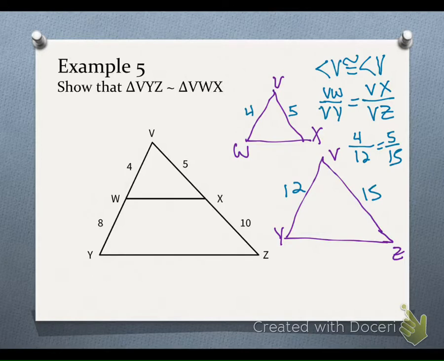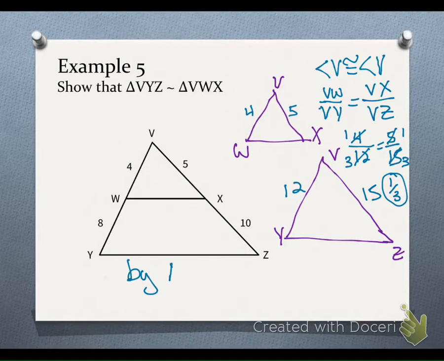So we have to reduce this. What goes into both of these? 4. 4 goes into 4 one time. 4 goes into 12 3 times. 5 goes into 5 one time. 5 goes into 15 3 times. So you see your scale factor is what, Rio? 1/3. Okay. So we see that we have our scale factor being 1/3.